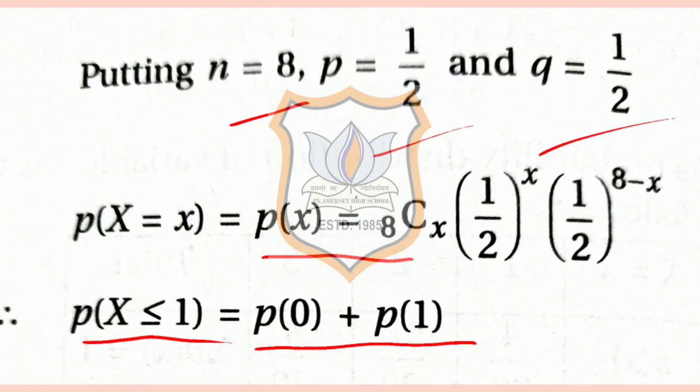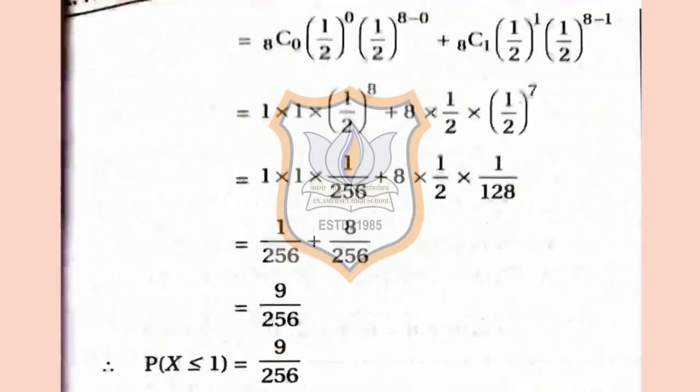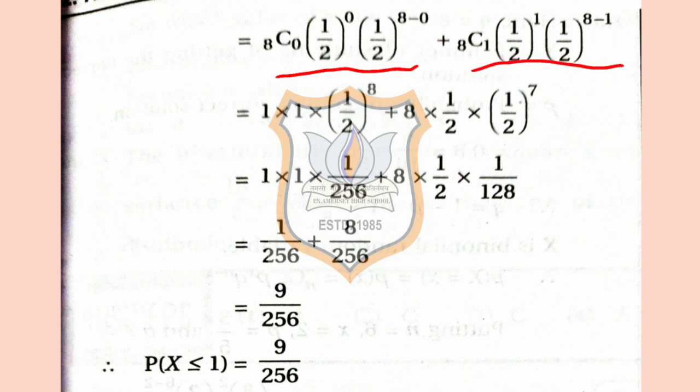Now let's find P(0) and P(1). P(0) will be 8C0 half raised to 0 into half to the power 8 minus 0. Now what is P(1)? 8C1 half raised to 1 into half to the power 8 minus 1.